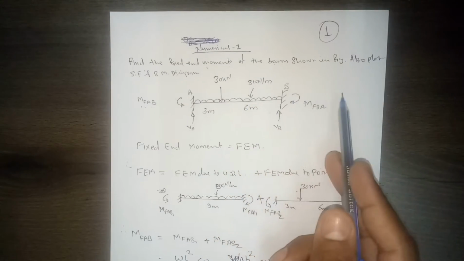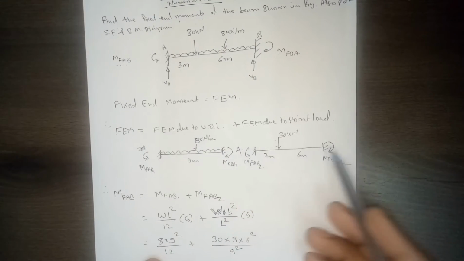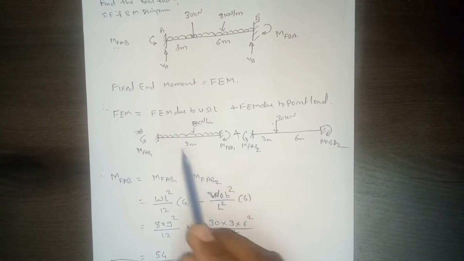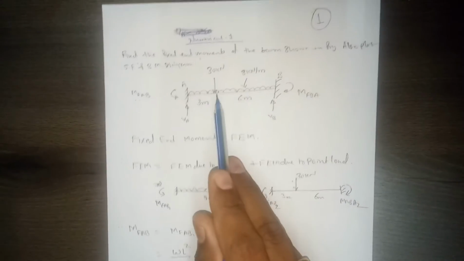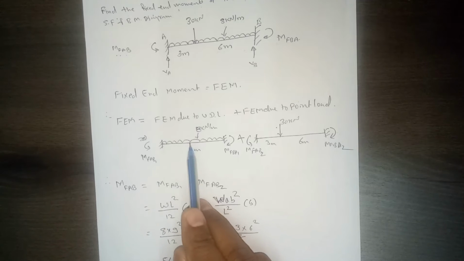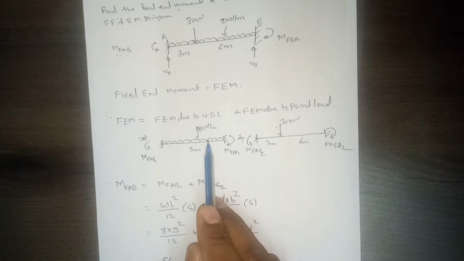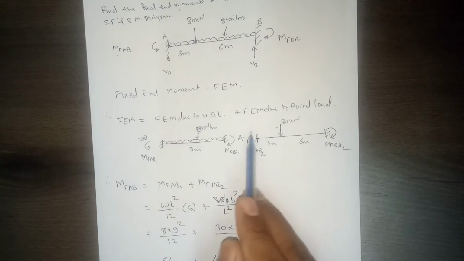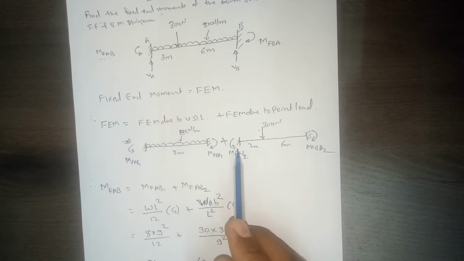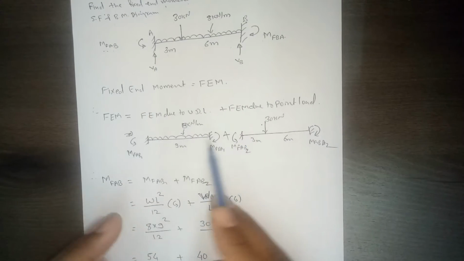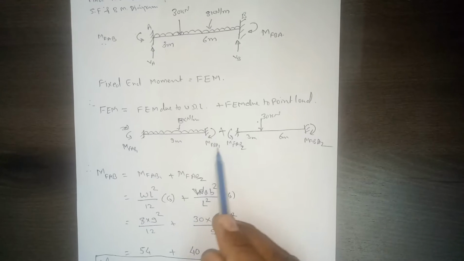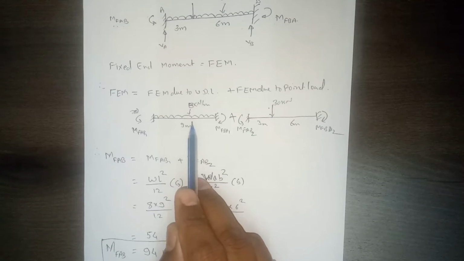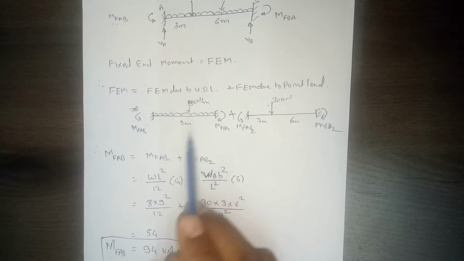If you have some more loads, then you have to go on doing the same procedure, calculating the fixed end moment for each individual load. Here we have only two loads, point load and UDL. So we will calculate the fixed end moment due to UDL separately and the fixed end moment due to point load separately. This is again a typical application of the principle of superposition. We calculate two effects separately and then add them. This is a standard case for which we already know how to calculate fixed end moment.